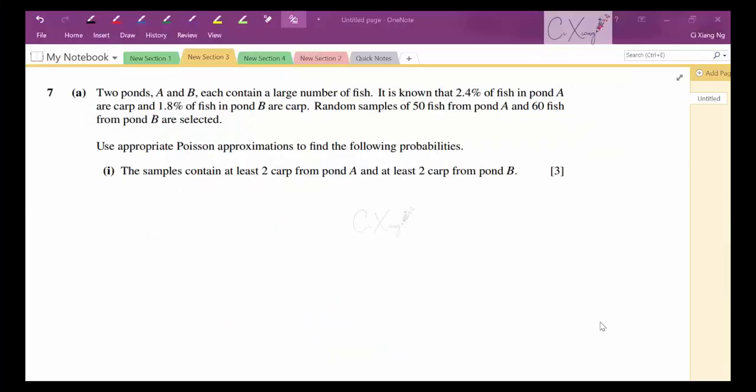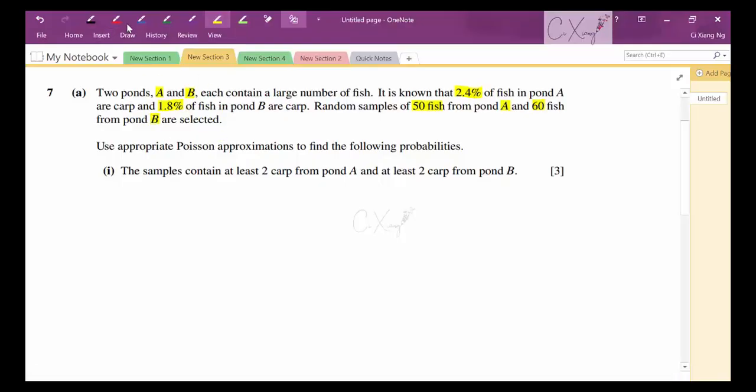Okay, so we are now at the very last question, question number 7. We have 2 ponds, A and B, and each contains a large number of fish. It is known that 2.4% of the fish in pond A are carp, and also 1.8% of the fish in pond B are carp. A random sample of 50 fish from pond A and 60 fish from pond B are selected.